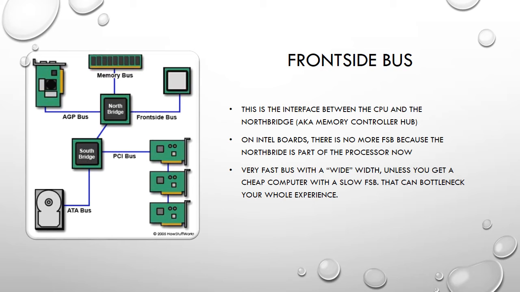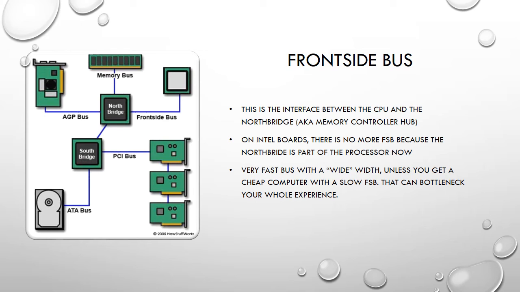Remember, on the newer motherboards, the newer processors, Intel processors, front side bus is actually right on the chip. Very fast. It has a very wide bus width. If you get a cheap computer with a slow front side bus, like remember back in the old e-machine era, or like as you're looking at Black Friday deals or great Christmas deals, you want to actually take a look at your memory bus or your front side bus specifications.